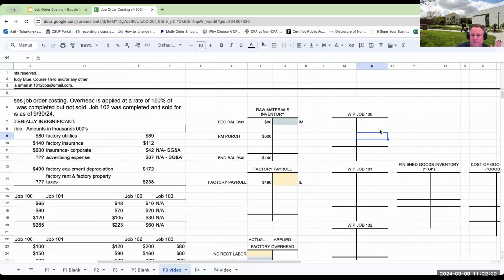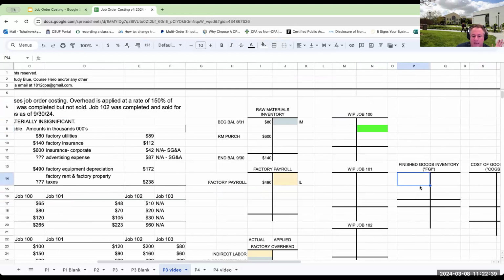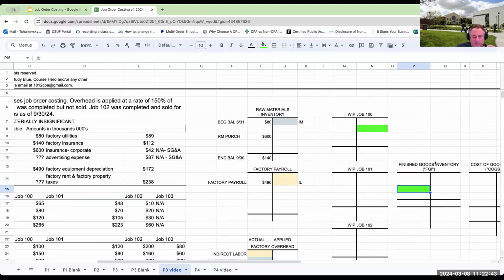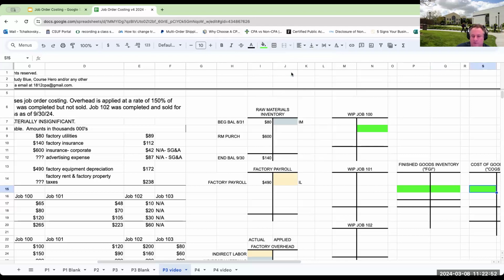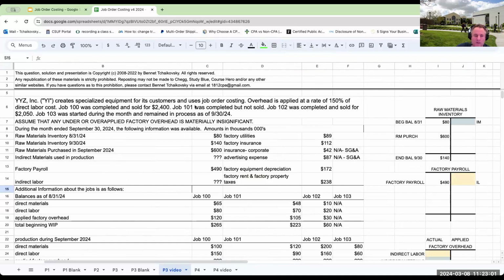Well, job 100, if it was completed and sold, is going to have traveled on a journey. We're going to have to take it out of WIP, put it into finished goods inventory until it gets over here to our cost of goods sold, right? So job 100 has to complete the journey, taking it over here to cost of goods sold ultimately.